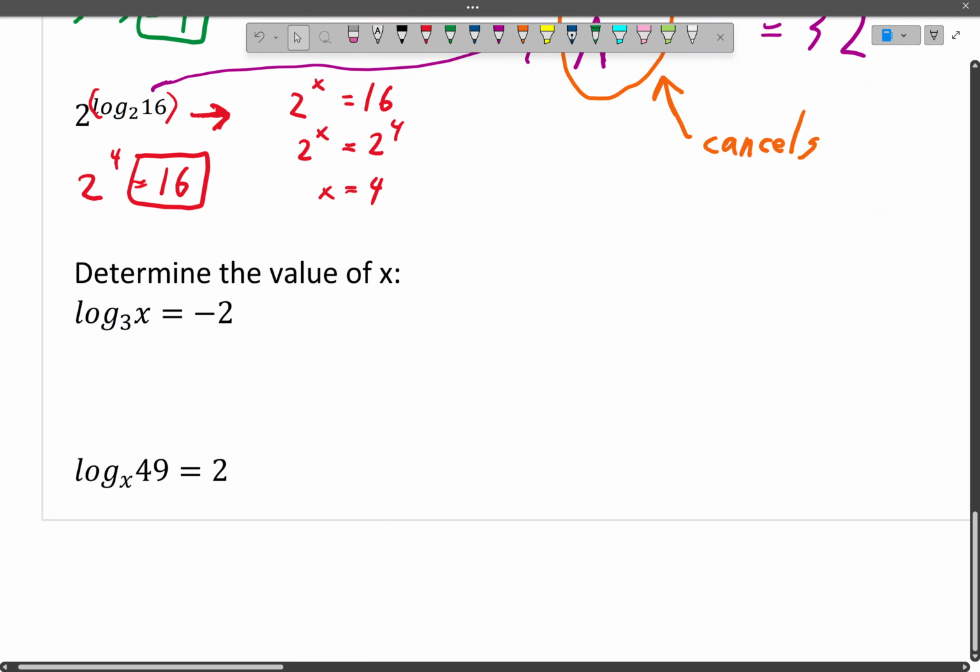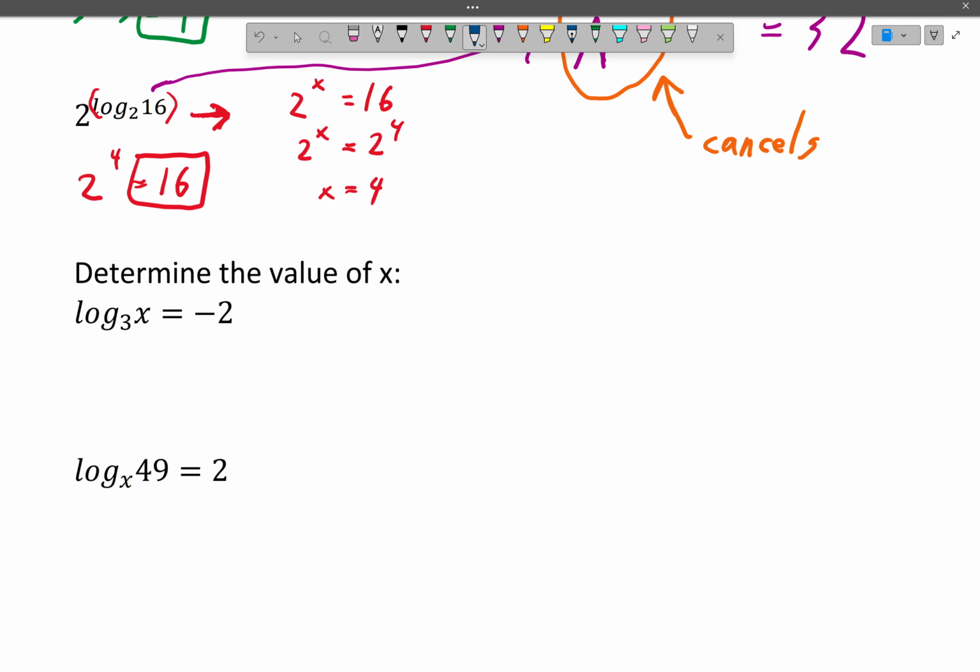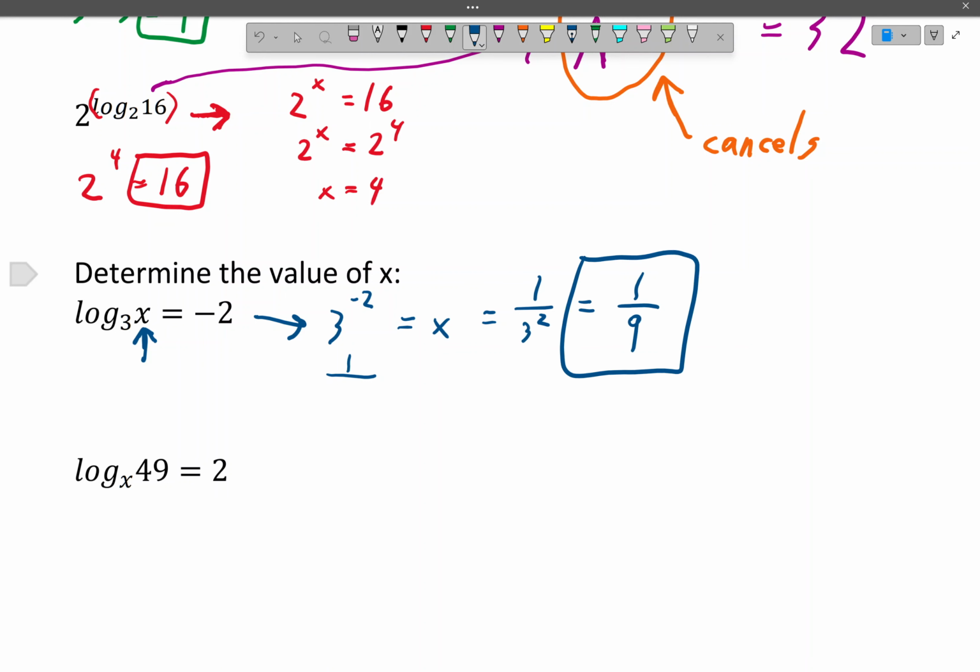Okay, last two questions to try. We're going to determine the value of x in both of these. So in this first one, what are we looking for? Well, this is the answer. So what we're going to do is change this. So it's base 3 to the exponent negative 2 equals x. So it's going to be 1 over 3 to the 2. So it's 1 over 9 as our final answer. Okay, you can try pausing the video now and seeing if you get the same answer I do on the next one.